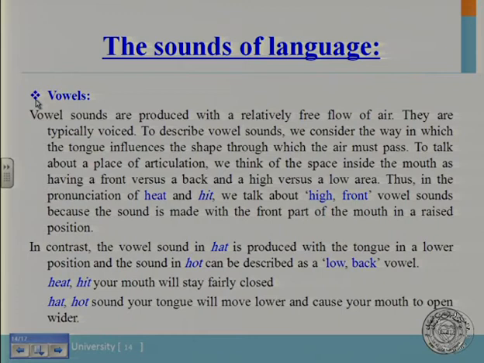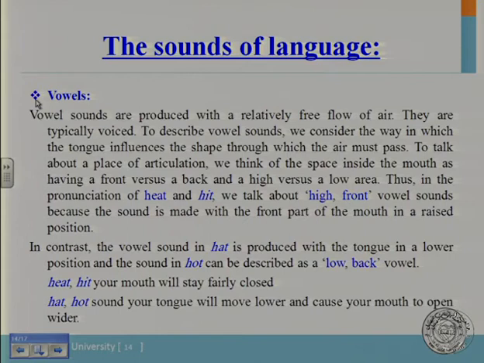To describe vowel sounds, we consider the way in which the tongue influences the shape through which the air must pass. To talk about a place of articulation, we think of the space inside the mouth as having a front versus a back part, and also a high versus a low area. So we have two positions: front and back. We have high and low areas.